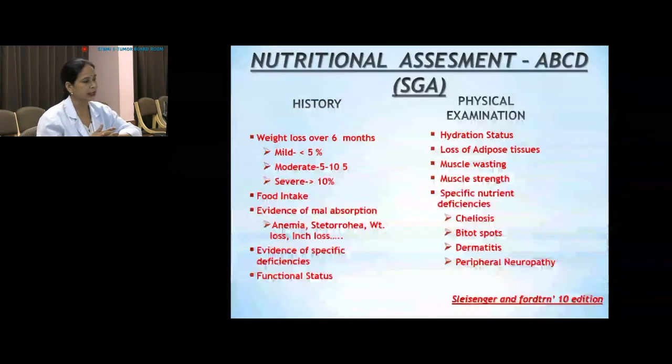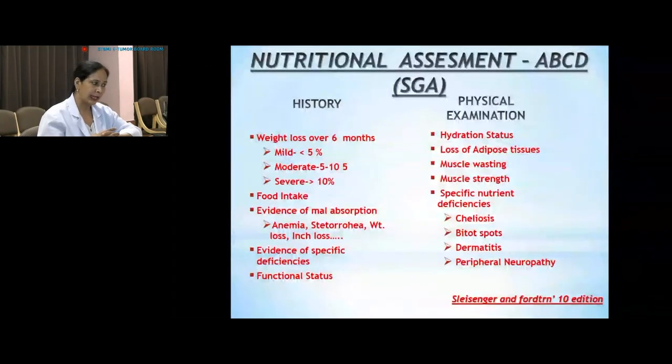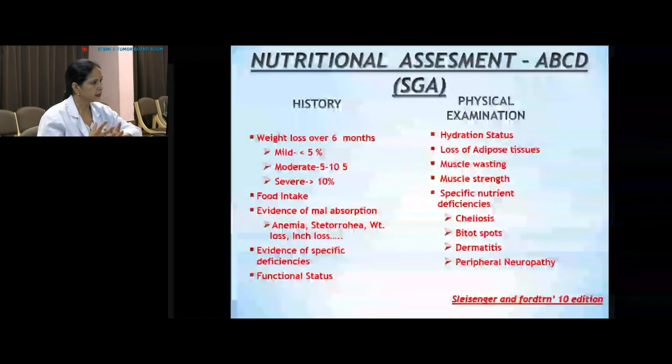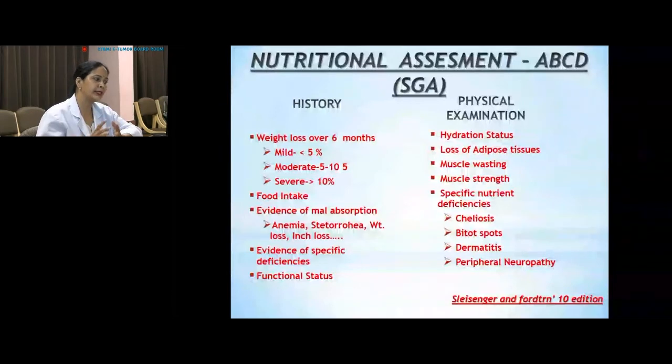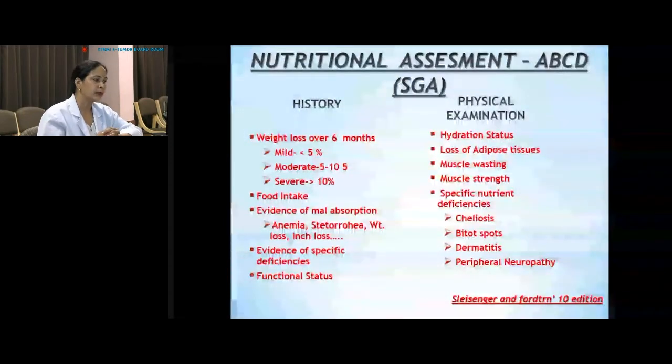This comes under SGA: evidence of malabsorption in the form of iron absorption, iron intake, anemia, steatorrhea, weight loss, inches loss. Evidence of specific deficiencies, with questions like what kind of serum parameters are available in the institute or setup, which need to be assessed in the form of vitamin and mineral deficiencies.